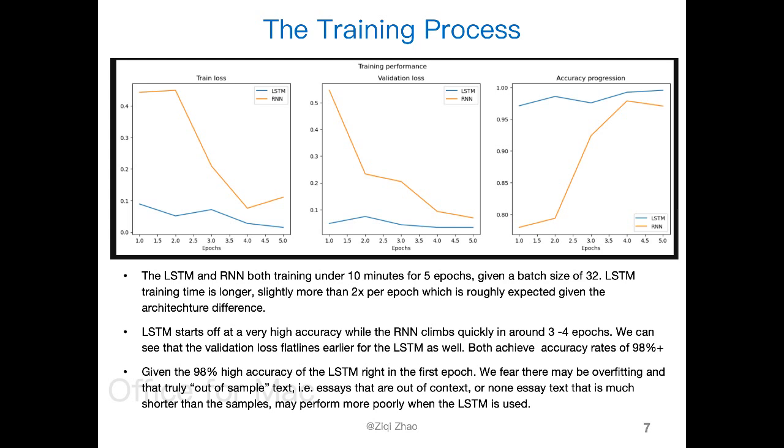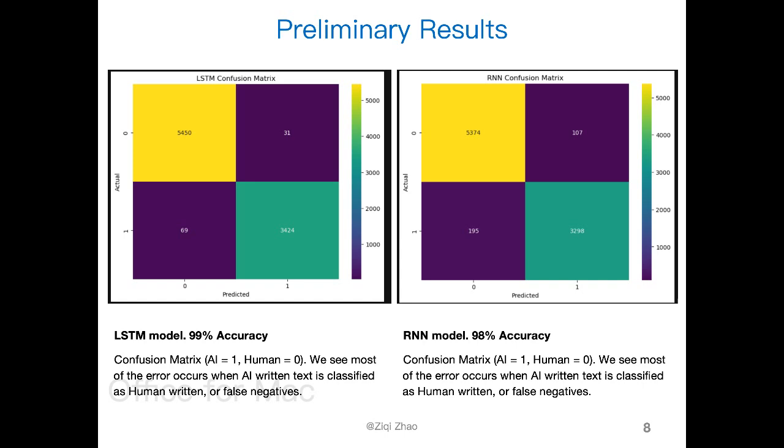around 3 to 4 epochs, and the validation loss drops quickly, while for the LSTM we can see that the validation loss is actually flatlining very quickly, and both achieve accuracy rates of over 98% within 5 epochs. And there might be overfitting, and truly out-of-sample text may not work that well when I first look at these training performances. It does seem too good to be true, but more results will be shown later on with specific tests.